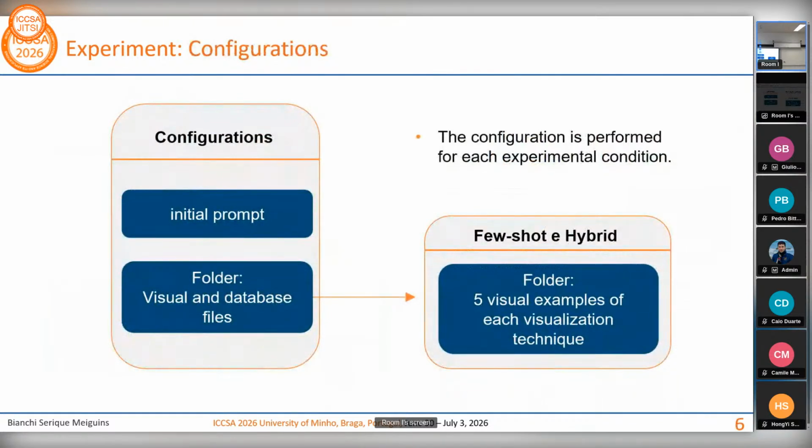For each experimental condition or scenario, the environment was configured with specific files and prompts. The basic configuration includes dataset, visual parameters, and initial prompt. For the few shots and the hybrid condition, you also include visual examples for each visualization technique. So the user has some example to try to reproduce or be inspired by. This configuration helps guide the model and standardize the experiments.